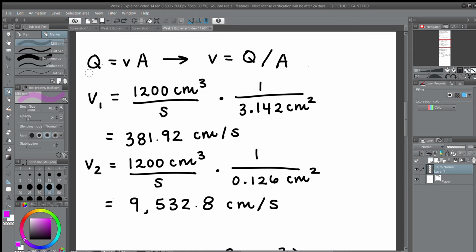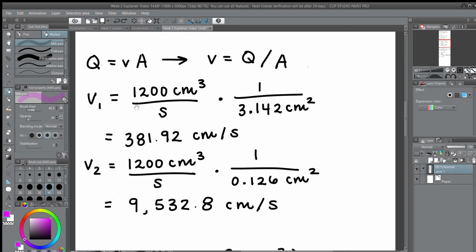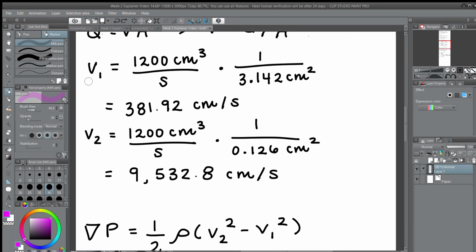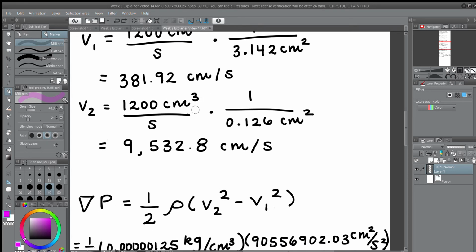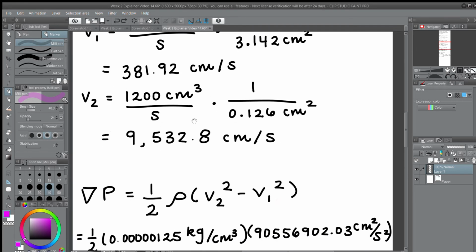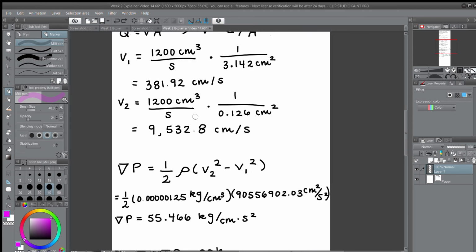So I used volume flow rate's base equation, which is Q equal to V times A, V being velocity and A being area. I isolated V to find the velocity on the left-hand side being 381.92 centimeters per second, and the velocity on the right-hand side being 9,532.8 centimeters per second.